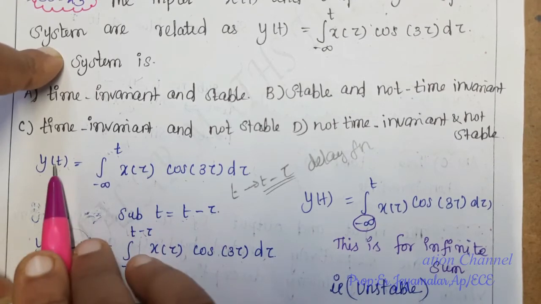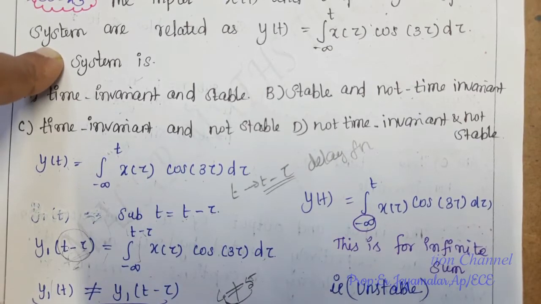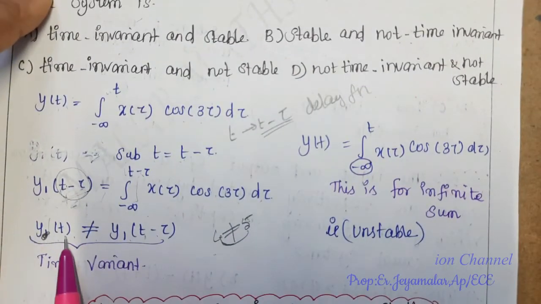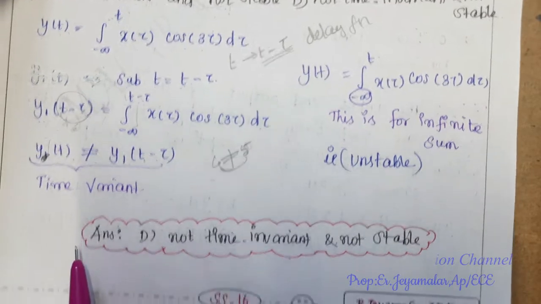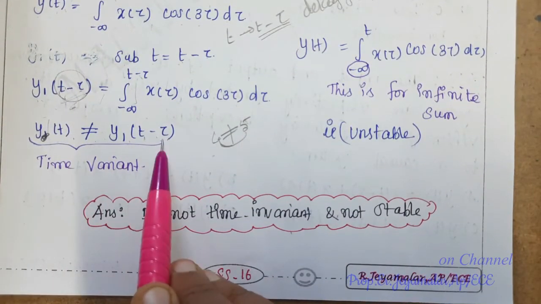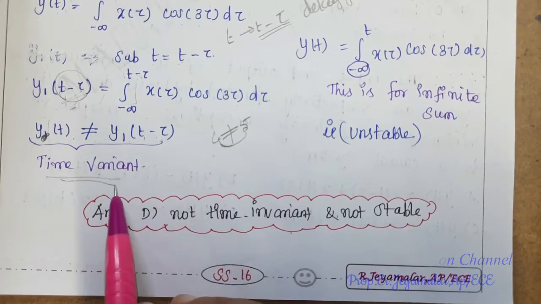The delayed function: if the input is given as 1, otherwise if the input is 5, the delayed function of 5 is 4, the value before. Anyway, 4 and 5 are not equal. So y1 of t is not equal to y1 of t minus tau. See here, y of t is not equal to y1 of t minus tau. So this is time variant. Time variant means time varies. That's the meaning of time variant, isn't it?